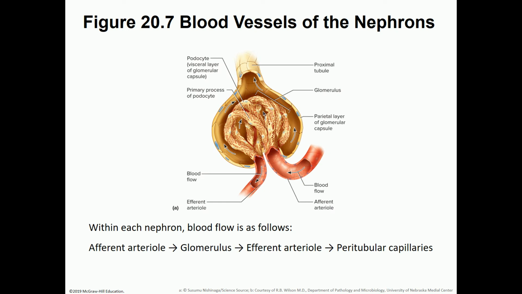Here you can see again the blood vessels of the nephron, the afferent bringing blood in, breaking down into that glomerulus, and then the blood will gather back out into the efferent, and that efferent arteriole will start surrounding the tubular system, and we call those the peritubular capillaries.